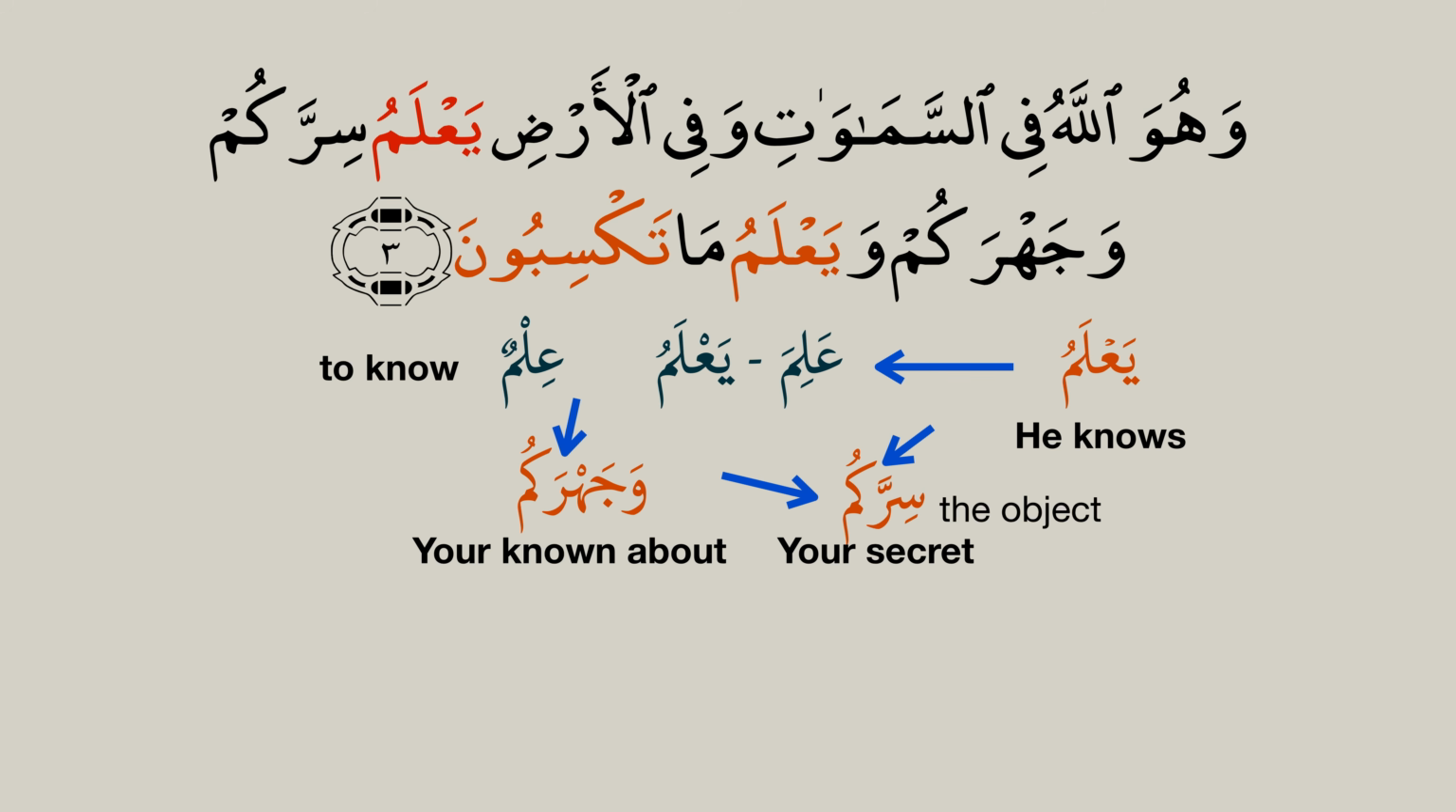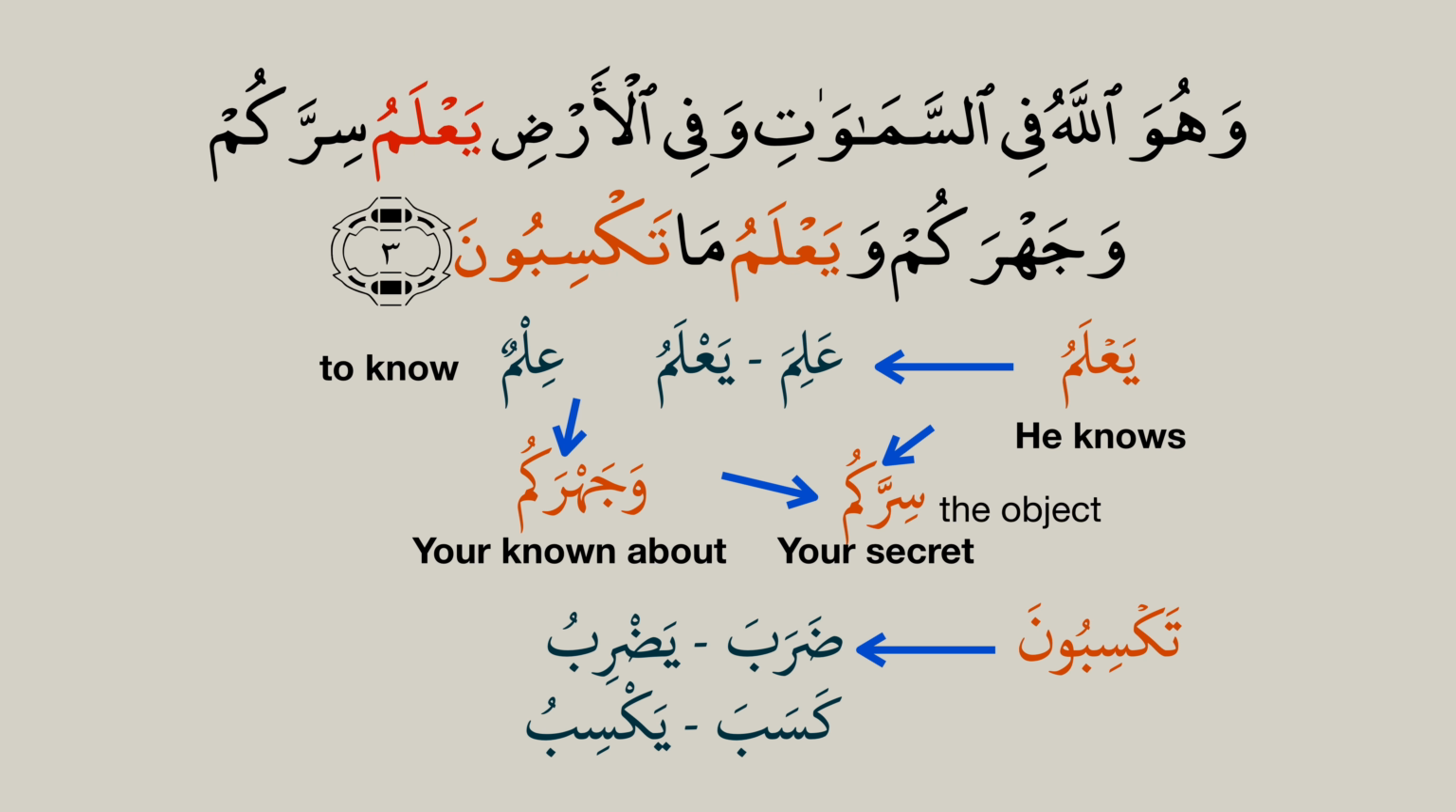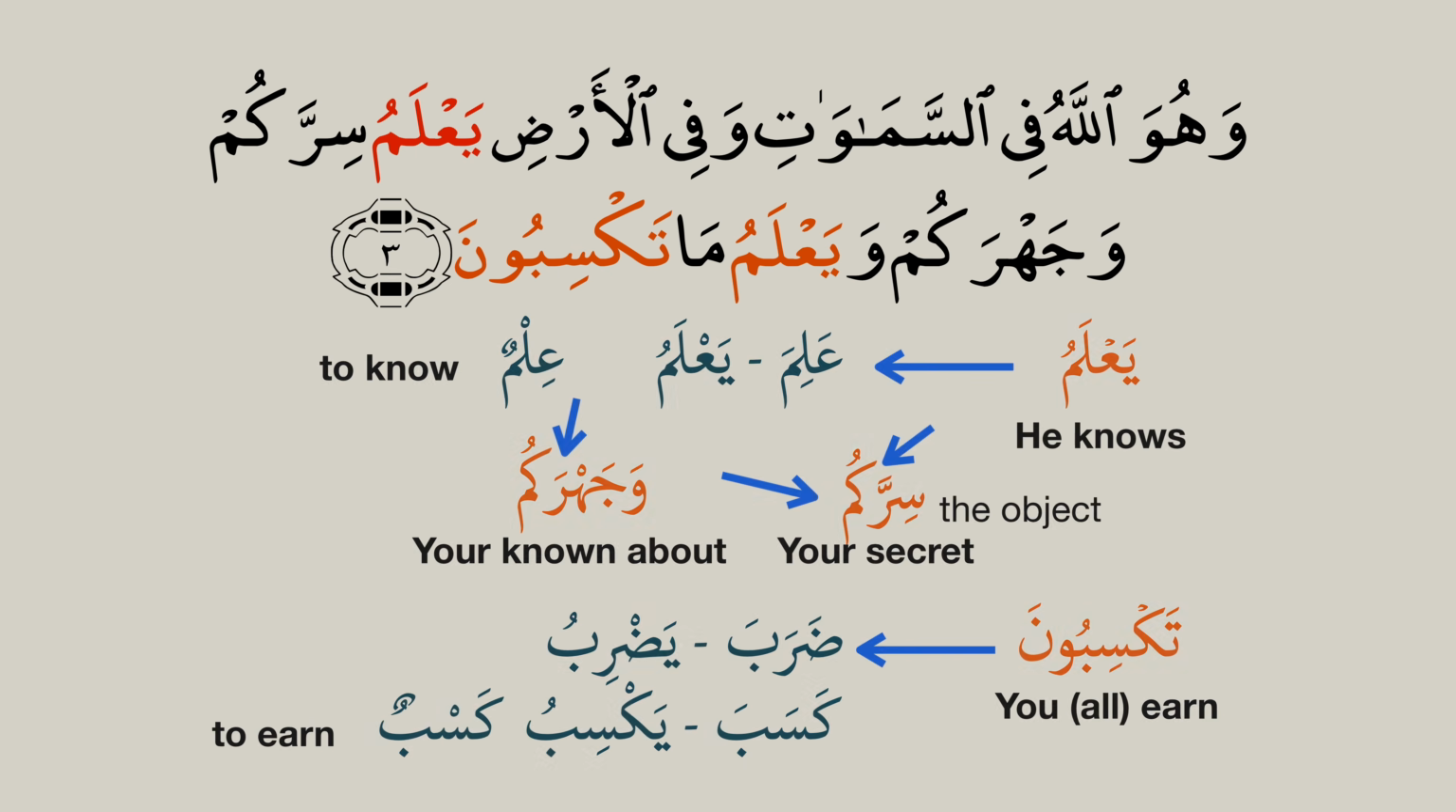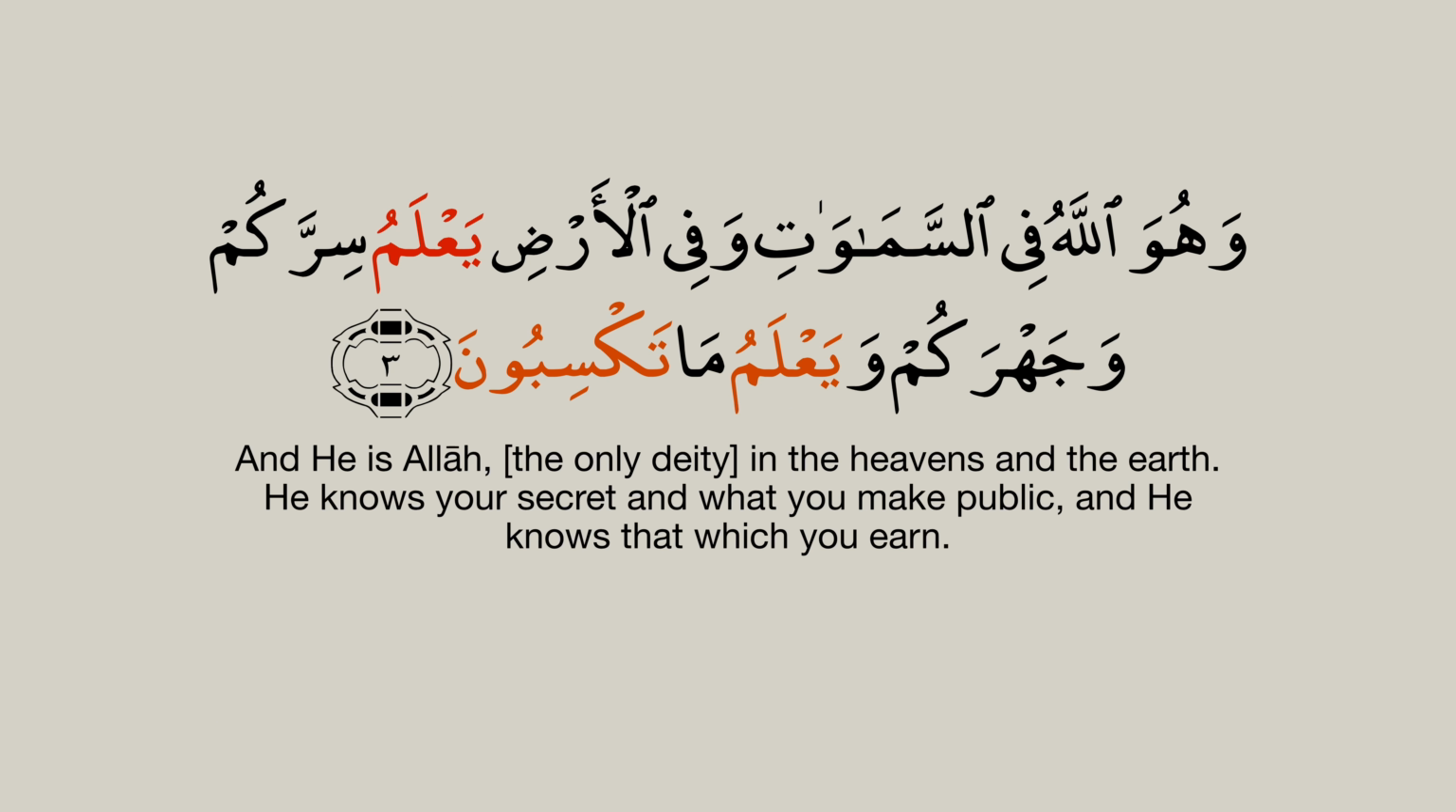Then we have يعلم again, meaning he knows, and at the end we have تكسبون, which is from the section ضرب يضرب. So this verb's pattern is كسب يكسب, and its masdar is kasb, meaning to earn. So taksibun is the second person plural, meaning you all earn. So one of the translations of this verse is: and he is Allah in the heavens and the earth. He knows your secret and what you make public, and he knows that which you earn.